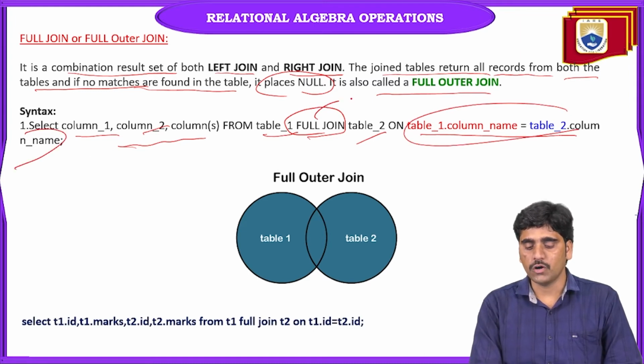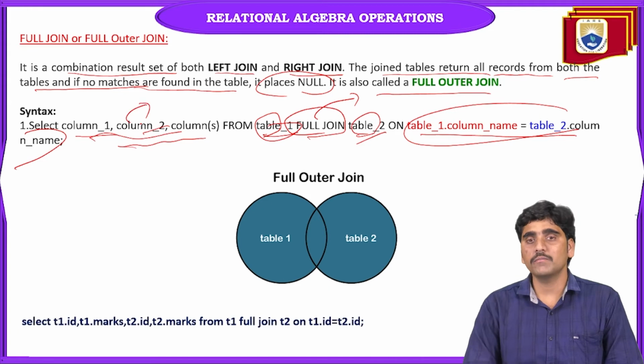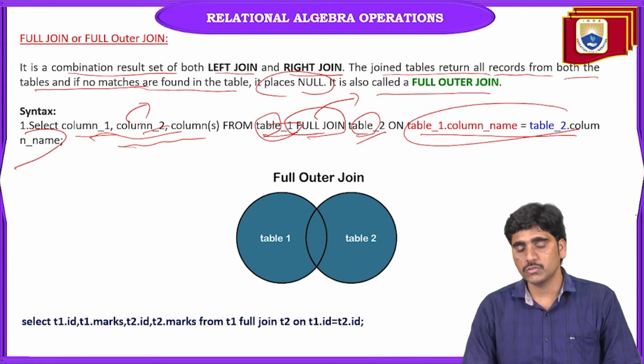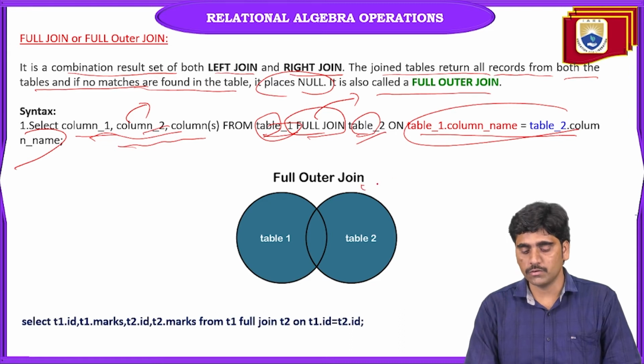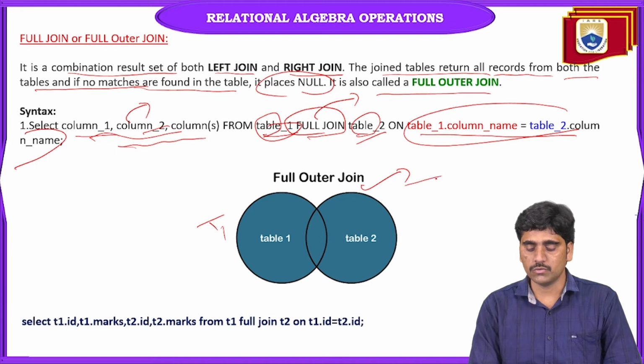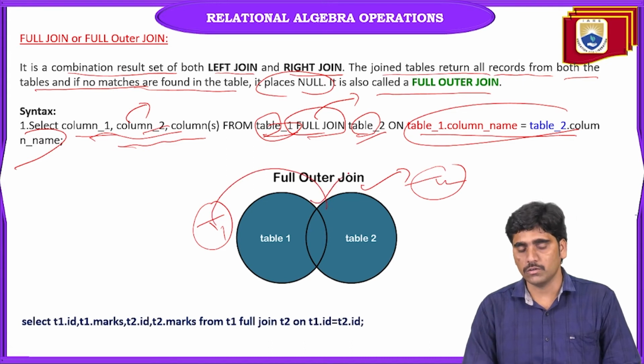Next, the type of join for what? Two tables, and specifying the columns which you want to display from those two tables by performing this full outer join. So it displays table 1 values, table 2 values, table 1 values, table 2 values, using the full outer join concept.